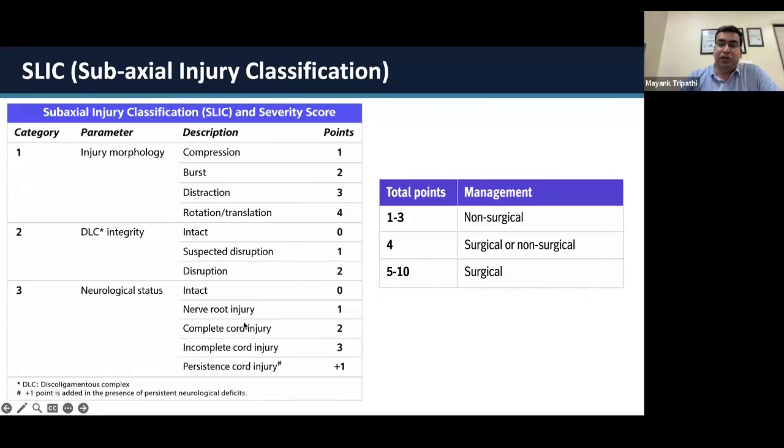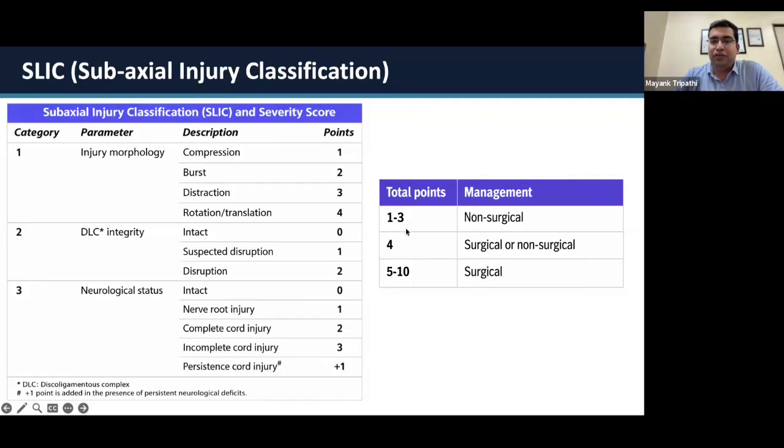And then the neurological status of the patient was also taken into consideration, which was a new thing, as the previous classification systems took into consideration only the mechanism of injury and the anatomical distortion. The neurological status was considered. If it was intact, a score of 0 was given. The nerve root injury was given a score of 1. The complete cord injury, a score of 2. Incomplete cord injury, a score of 3. And persistent cord compression, a score of +1 was given for all these.